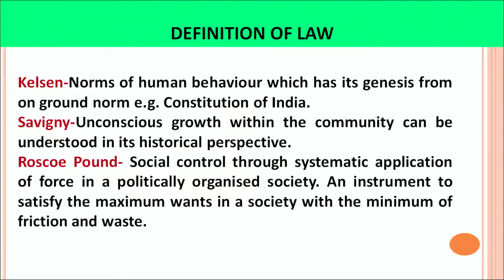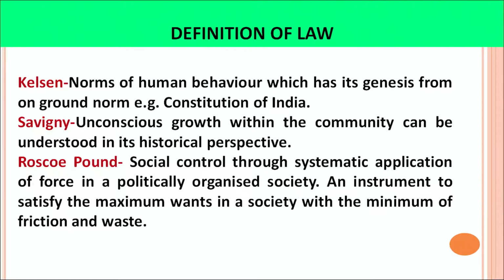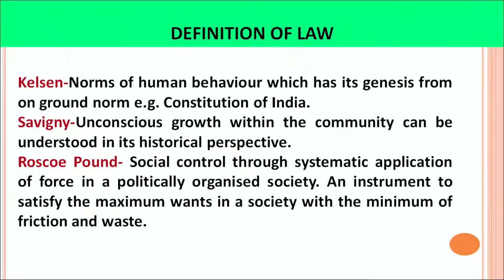The next jurist is Savigny. He is from the historical school. He gave the concept of Volksgeist. According to him, the unconscious growth within the community can be understood in its historical perspective. So historically, what is acceptable by the community is crystallized in the form of the law. The third definition is the one given by Roscoe Pound. He propounded the theory of social engineering. According to him, there is a social contract. Law is nothing but a social contract through systematic application of force in a politically organized society.